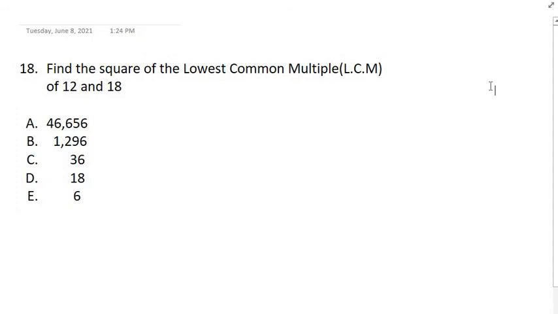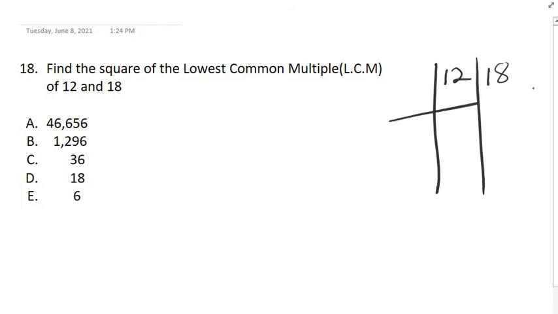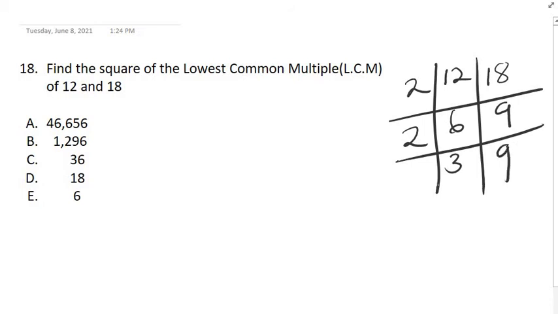Find the square of the lowest common multiple of 12 and 18. So we'll start by looking for the LCM of 12 and 18. Now what can go? 2 can. 12 divided by 2, 6. 18 divided by 2, 9. 2 can still go. 6 divided by 2, 3. 9 divided by 2 cannot go.